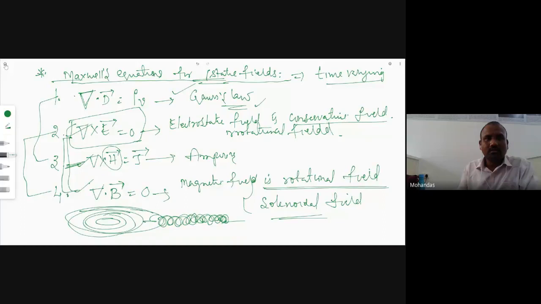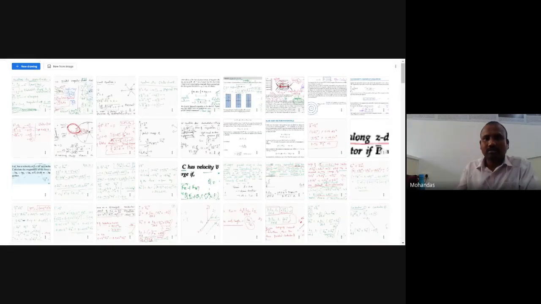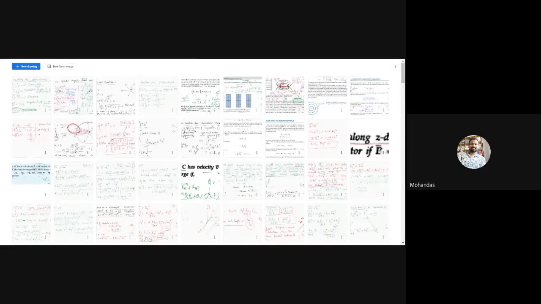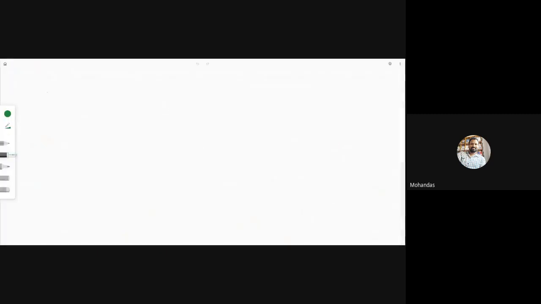Now, let us discuss magnetic scalar potential and magnetic vector potential. So, magnetic scalar potential and magnetic vector potential.